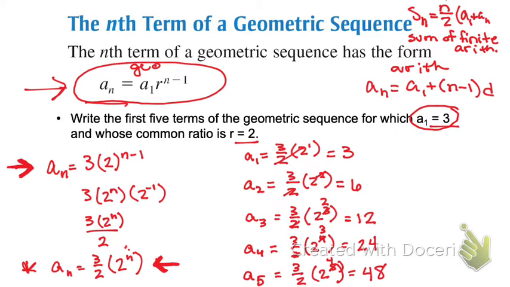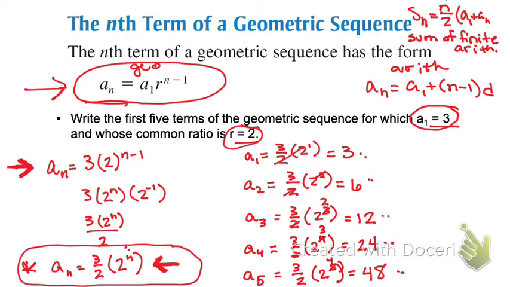Now, r was 2, so we should know that every time I'm multiplying my answer by what? 2. Remember, this is an explicit definition. Just multiplying the previous answer is that recursive definition, isn't it? So to write a recursive definition, I would say a sub 1 was 3, and a sub n equals 2 times a sub n minus 1, meaning multiply.